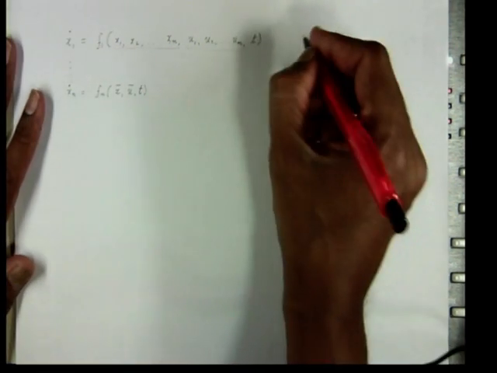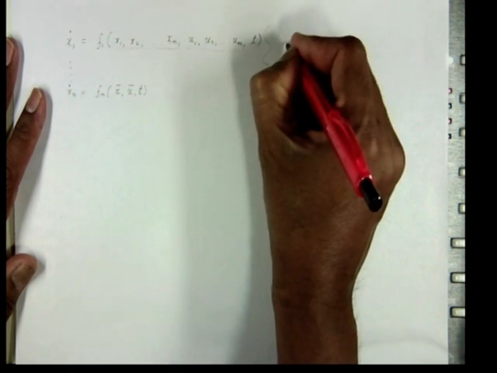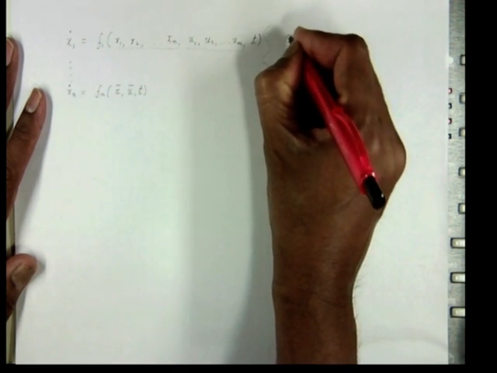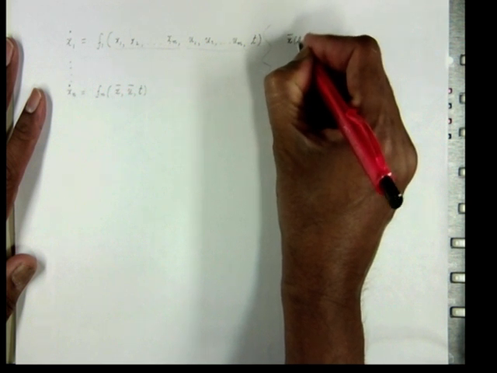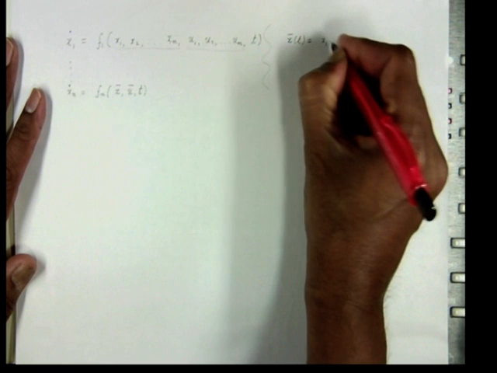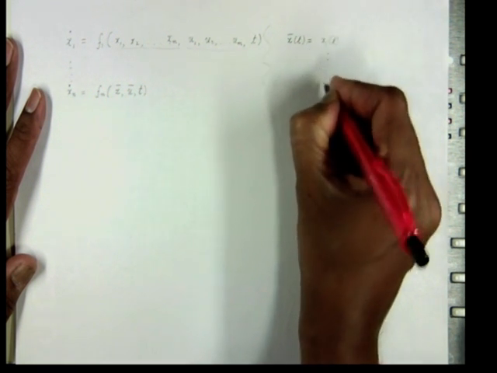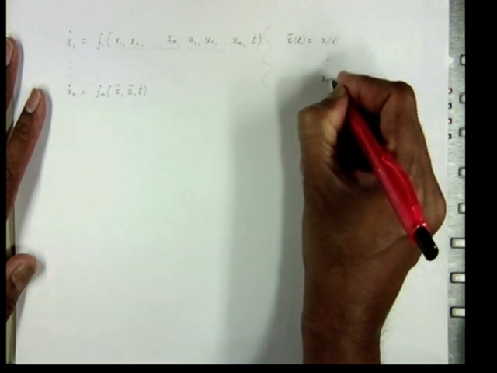So one can cast this in matrix form. Our state vector therefore is the x vector at any time t. It can be taken as x1 at time t, x2, and so on up to xn.